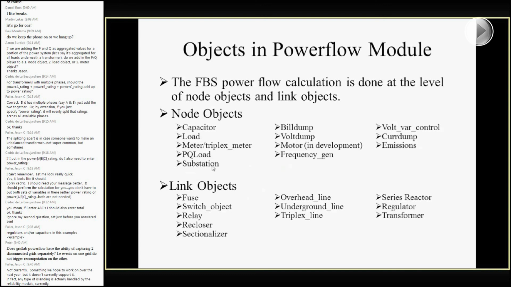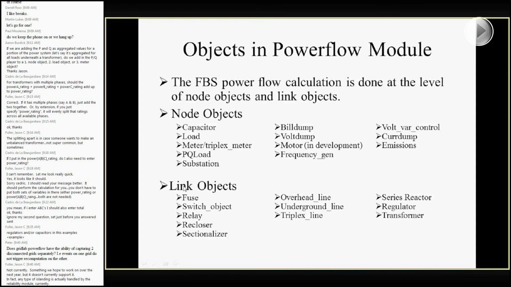Just kind of some examples of what falls under the category of node versus link. Node objects are capacitor, load, meters, triplex meters, frequency generation, emissions, current dump. Most everything you'll use for generic power flows is kind of just the load, the meter, the node itself, and then maybe capacitors. A lot of these other objects are kind of special controls or special implementations that will do either a particular type of functionality or allow you to extract a specific piece of information. But at the end of the day, they are technically a node object, so anywhere you use a node, you should be able to substitute one of these objects in as well.